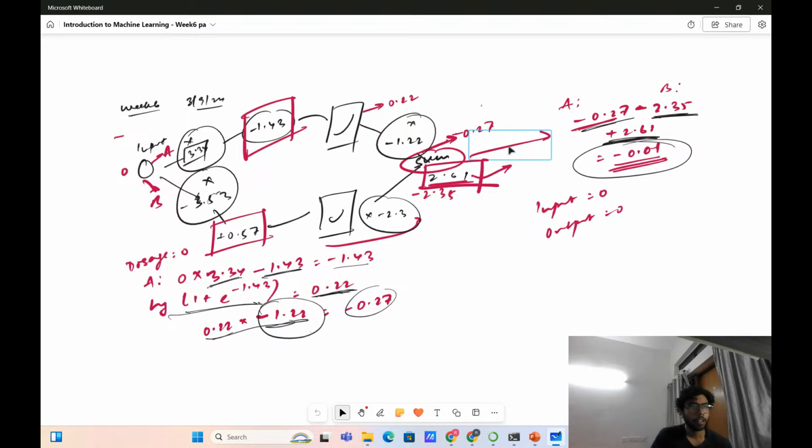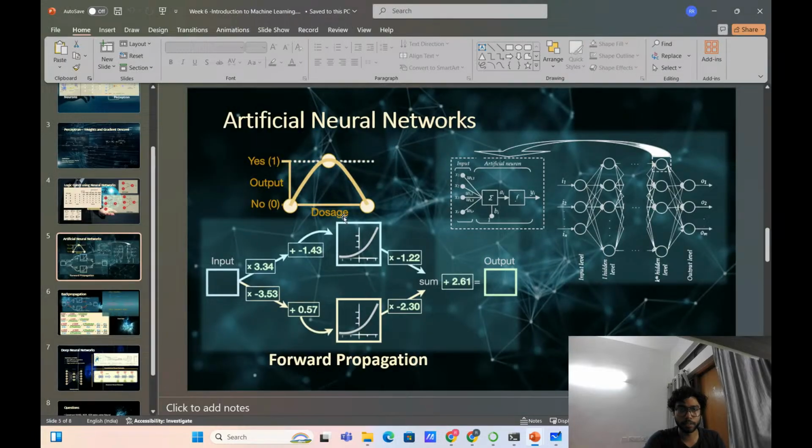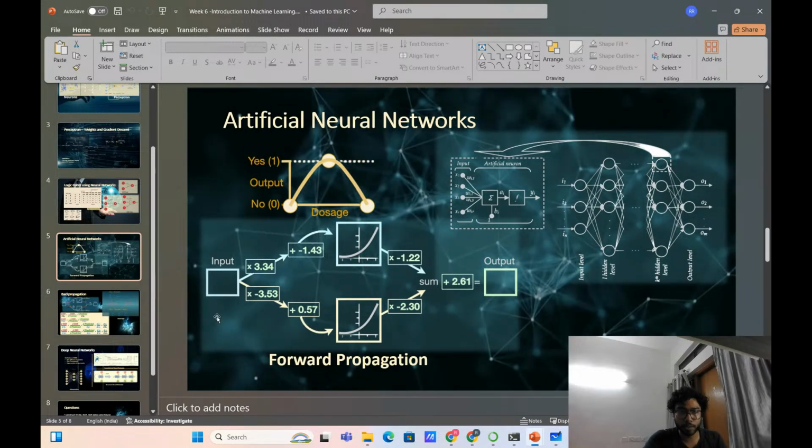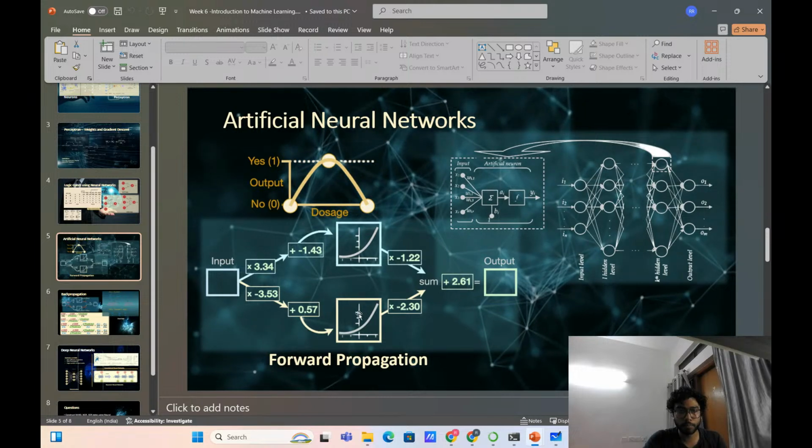Okay. Kavita is asking to explain once again. Okay. Let me go back one step. So here you see, this is the neural network. So that's exactly what I have done.